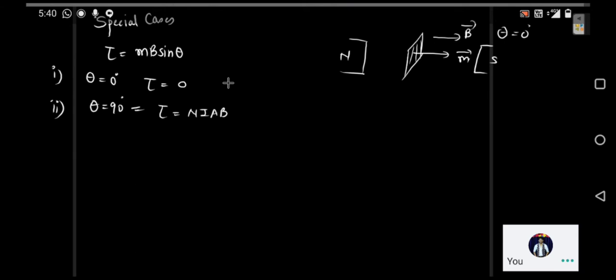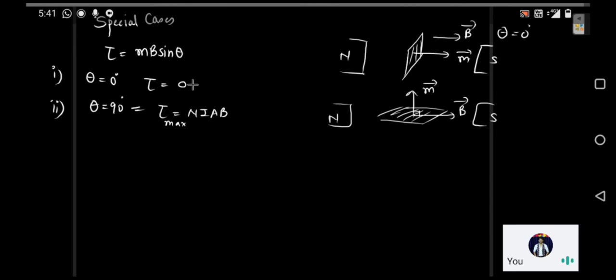So in this case, the torque is going to be maximum when the plane of the loop is parallel to the magnetic field. That means, supposing this is north and this is south, then your loop is something like this. That is, your magnetic dipole moment is perpendicular to the magnetic field, or your plane of the loop is parallel to the magnetic field. This is what you are going to get. So this is going to be tau max, the maximum torque which is applied on the coil.